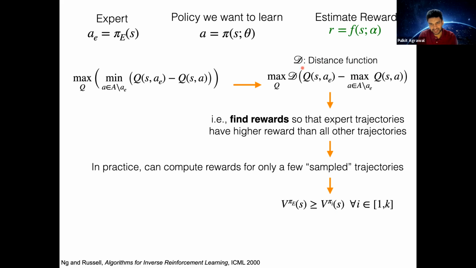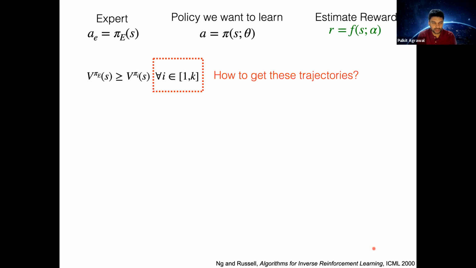Which means that this loss function that I have gets rewritten as the following form. Right? So instead of doing it over all possible policies, now I am optimizing this over a set of finite policies, or a set of finite trajectories which we got by executing these K policies. So the one question you might ask is, how do we get these trajectories in the first place?